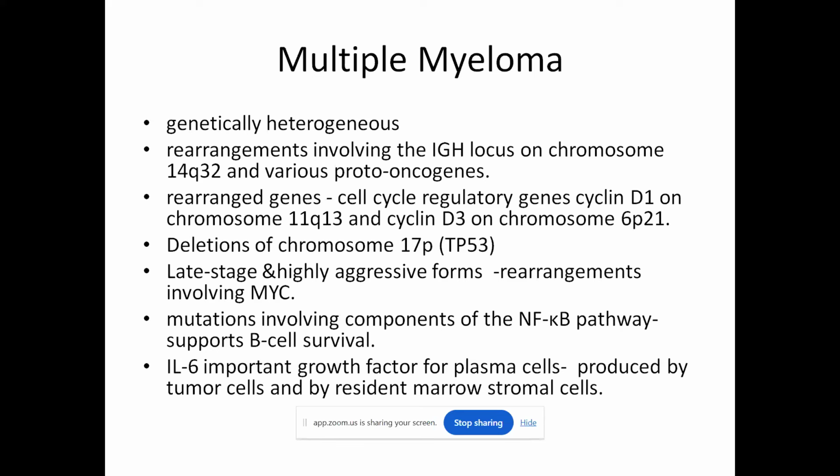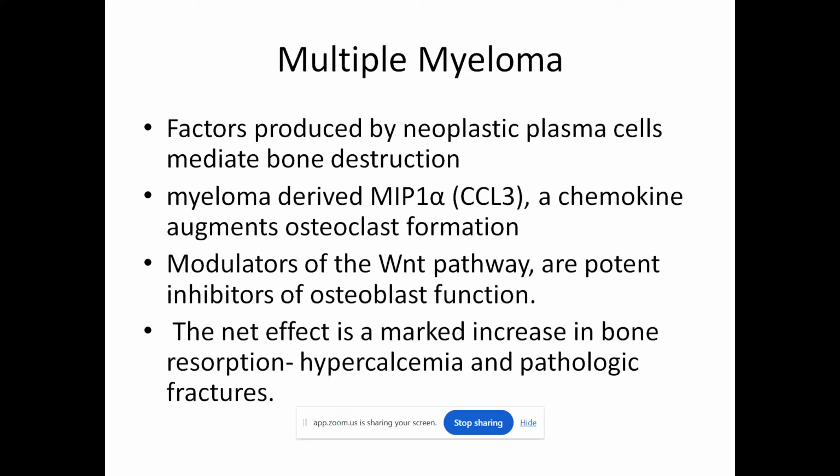This is a growth factor which helps the plasma cells to proliferate. So this growth factor interleukin 6 will be produced by the tumor cells themselves or the surrounding marrow cells, the stromal cells, which will produce this interleukin 6.